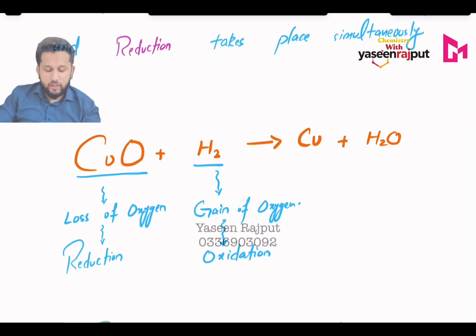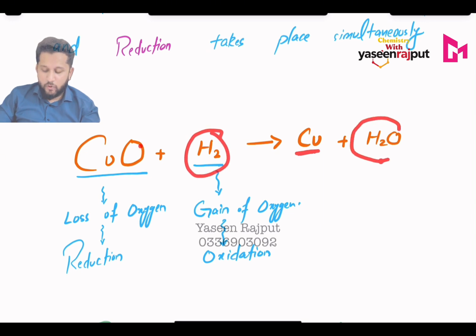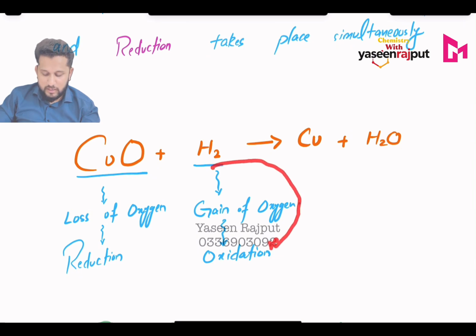So this is the example of a redox reaction. You can see that the copper oxide is losing its oxygen and hydrogen is gaining oxygen. When copper oxide loses its oxygen, you can see copper oxide becomes copper, and hydrogen is gaining oxygen, so it becomes water, okay? Since copper oxide is losing oxygen, we can say that the copper oxide is being reduced and hydrogen is being oxidized.